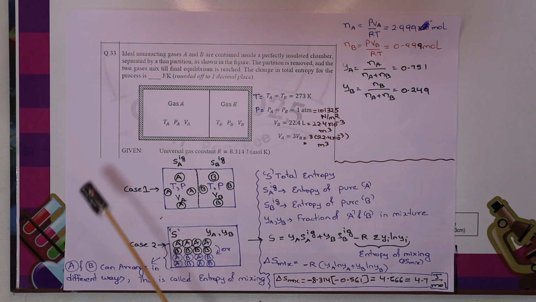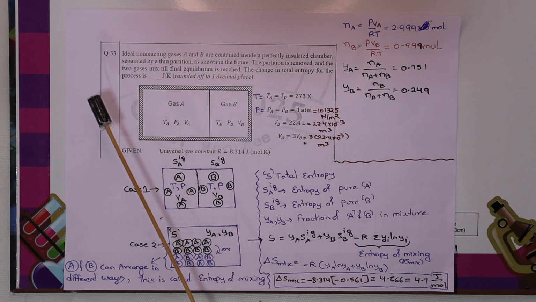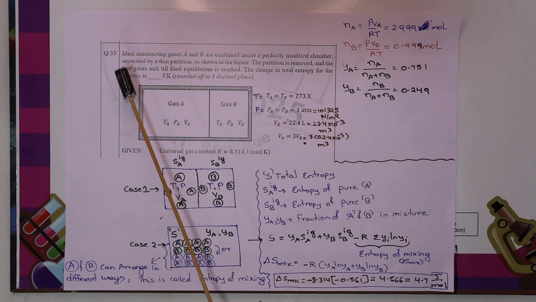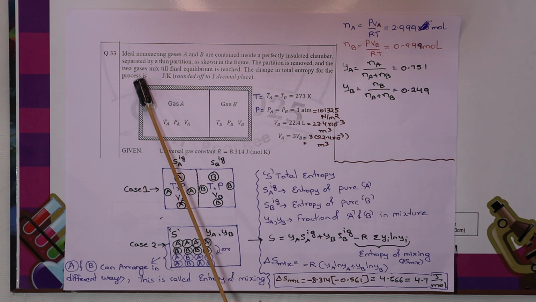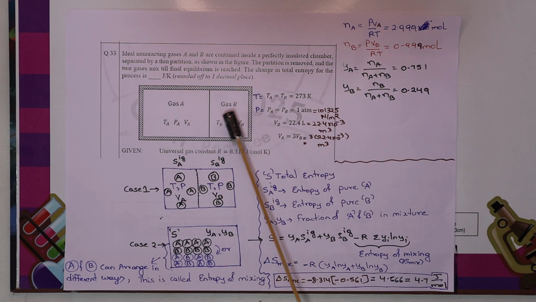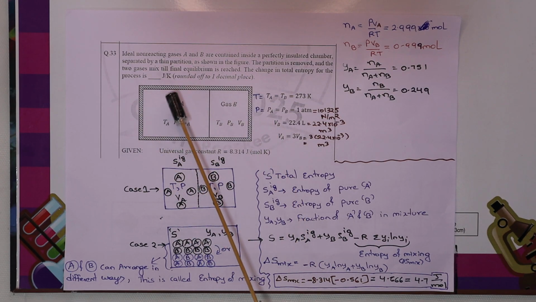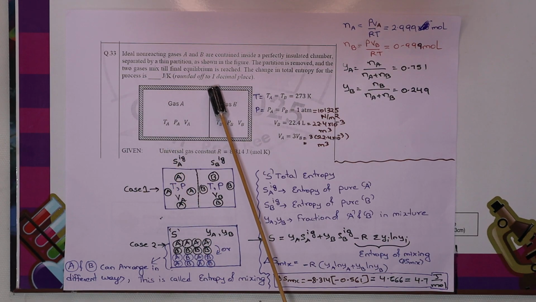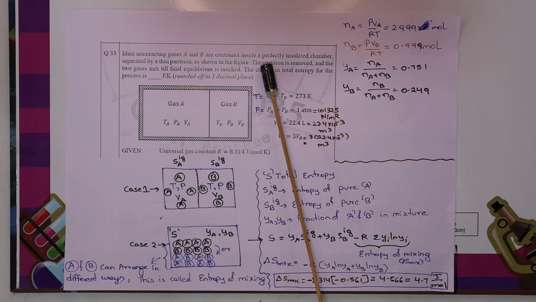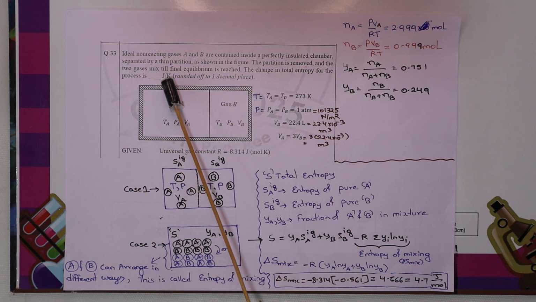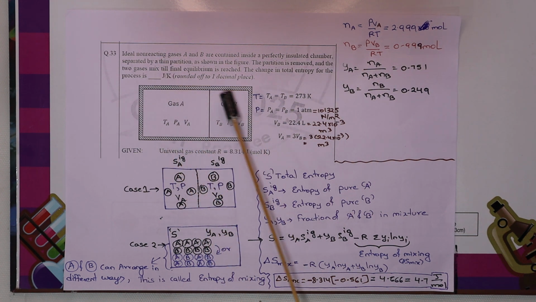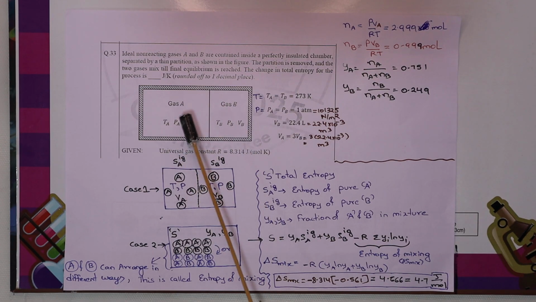Yes, let us look into question number 33. It is given that ideal non-reacting gases, gas A and gas B, are contained in a perfectly insulated chamber. That means it is a perfect insulation, so there is no heat transfer, right. There is a thin partition between A and B. The partition is removed and the two gases will mix and they will finally reach one equilibrium temperature. Because of this removal of the partition, both gases are going to mix.